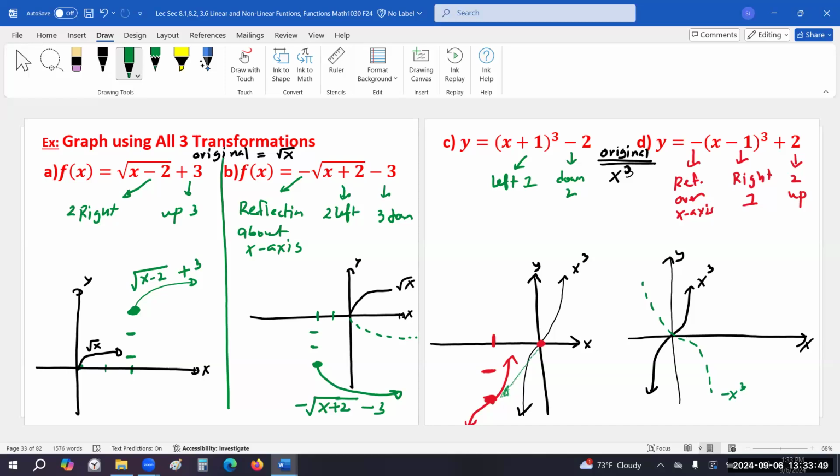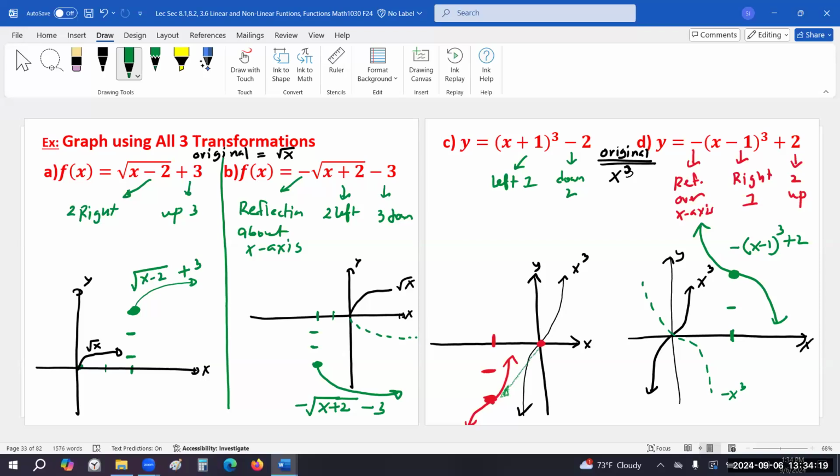Now this negative cube function, this center, we are moving 1 right and 2 up. So 1 right, 1 up, 2 up here. And drawing the same reflection. Negative x minus 1 cubed, with the +2.